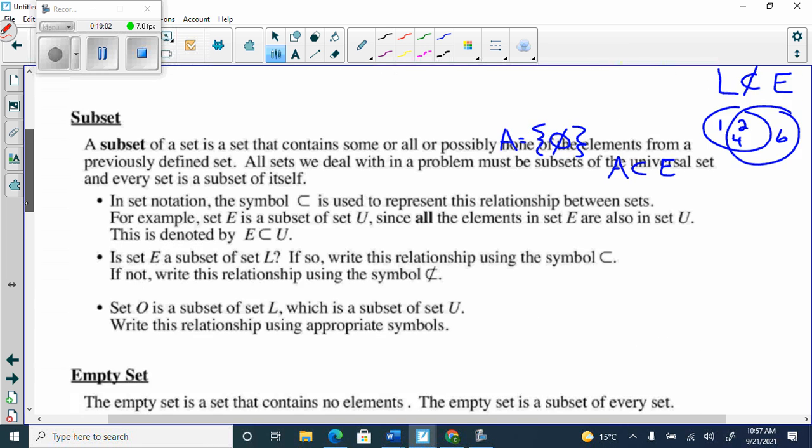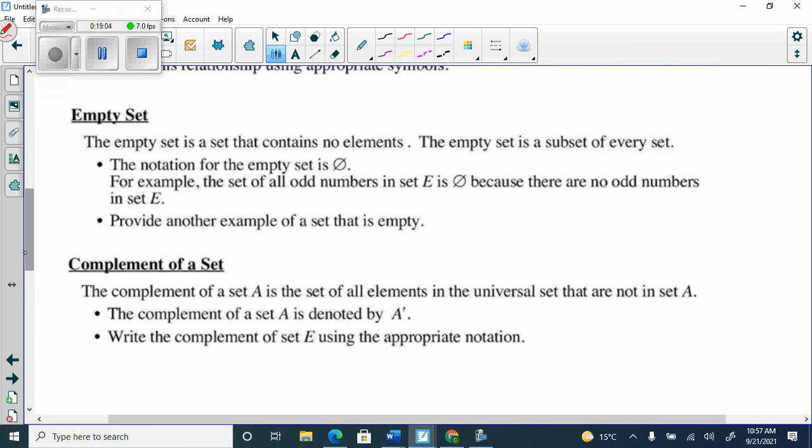The empty set is a set that contains no elements, which is what we showed with the slash thing, right? So if you were to show the set of elements that set's empty, you put a 0 slash through it. So for example, the set of all numbers in set E is empty. So if they made set E odd numbers, let's say, empty because there are no odd numbers in set E.